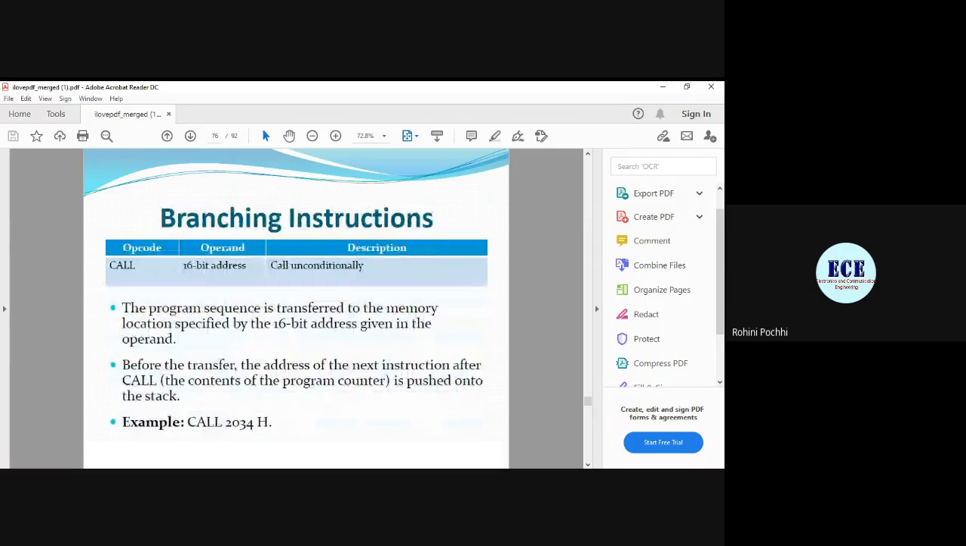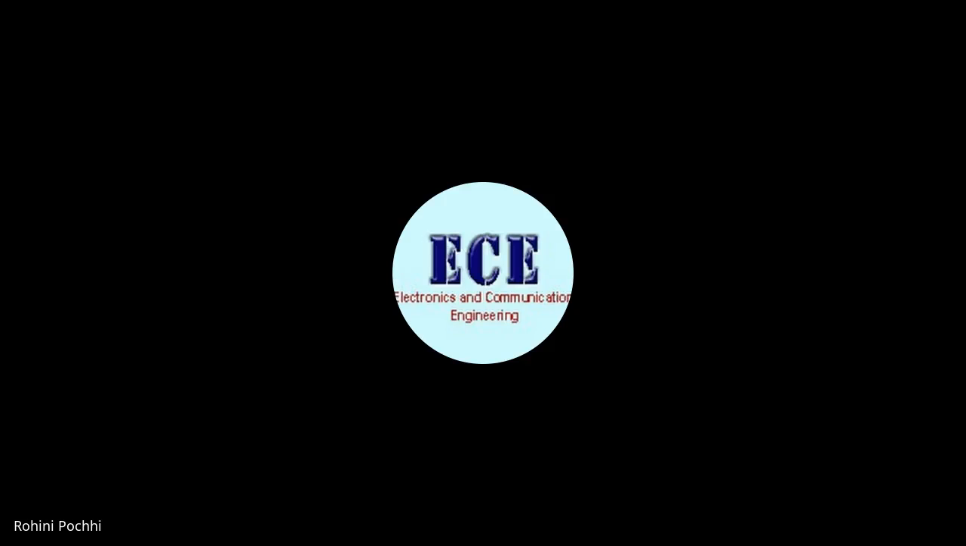Branching instruction includes CALL as an opcode. The program sequence is transferred to the memory location specified by the 16-bit address given in the operand. Before the transfer, the address of the next instruction after the call is pushed in the stack. Call conditionally: the program sequence is transferred to the memory location specified by the 16-bit address given in the operand based on the specific flag of the PSW.